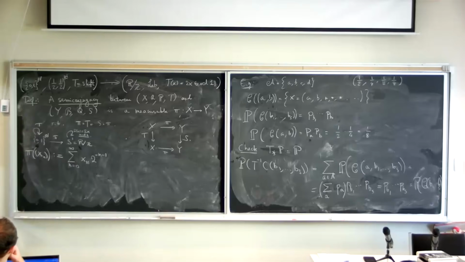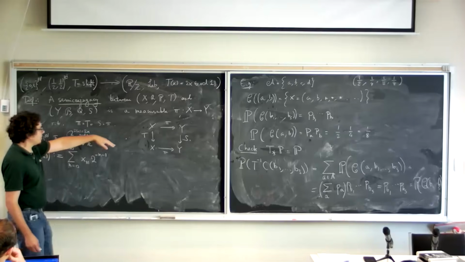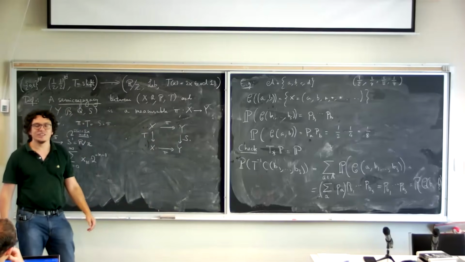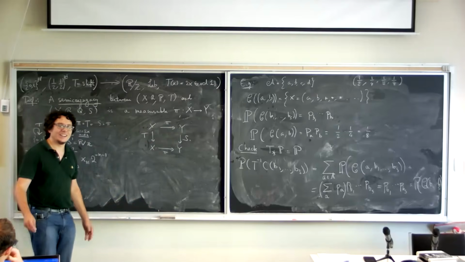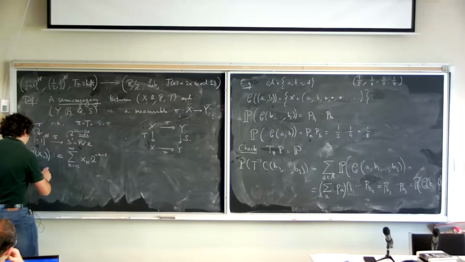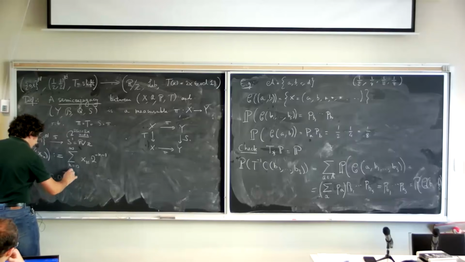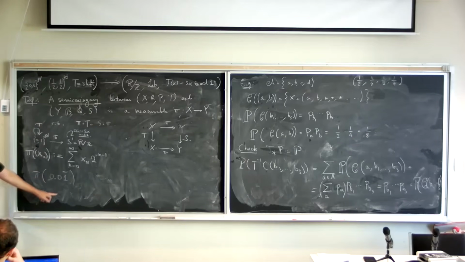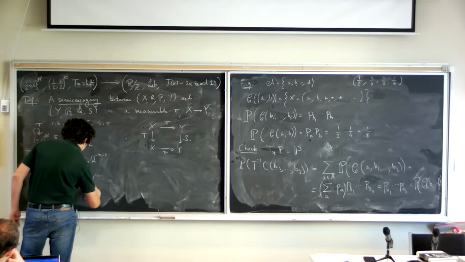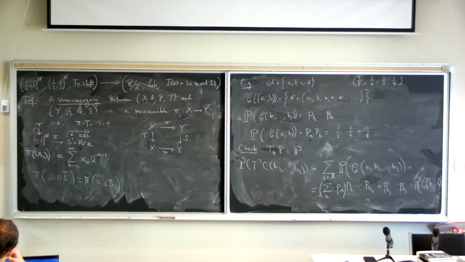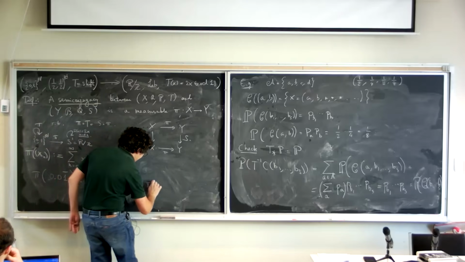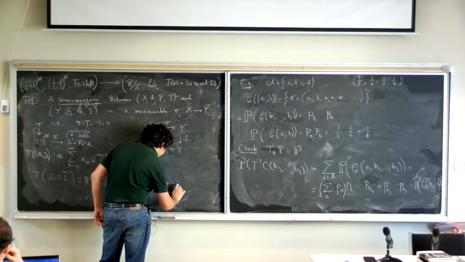The map from the space of binary sequences to numbers, is it a bijection? No, right? Why? Because pi of 0.01 forever is the same as pi of 0.10 forever. These are the same number. So pi is not injective.